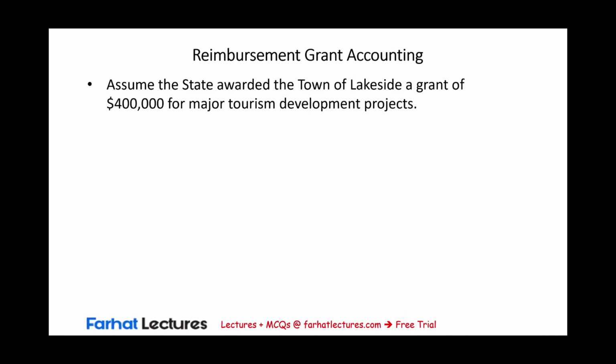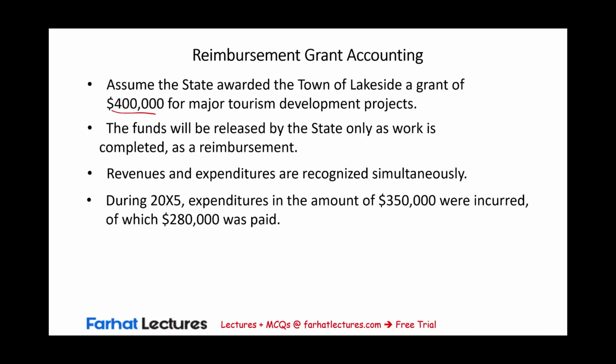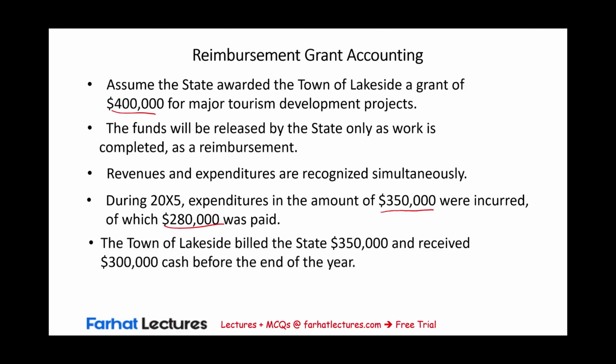Let's assume that the state awarded the town a grant of $400,000 for a major tourism development project. The funds will be released by the state only as the work is completed, as a reimbursement. So what they have to do here is spend the money and we will reimburse you. Well, revenues and expenditures for those types of situations are recognized simultaneously. So during X5, expenditures in the amount of $350 were incurred, of which $280 was paid. So they reimbursed this much. The town billed the state $350 and received $300,000.